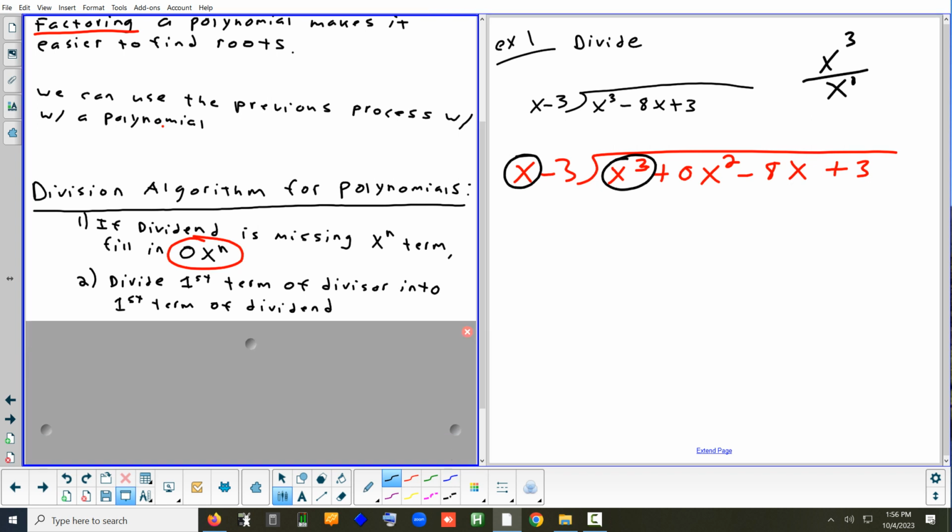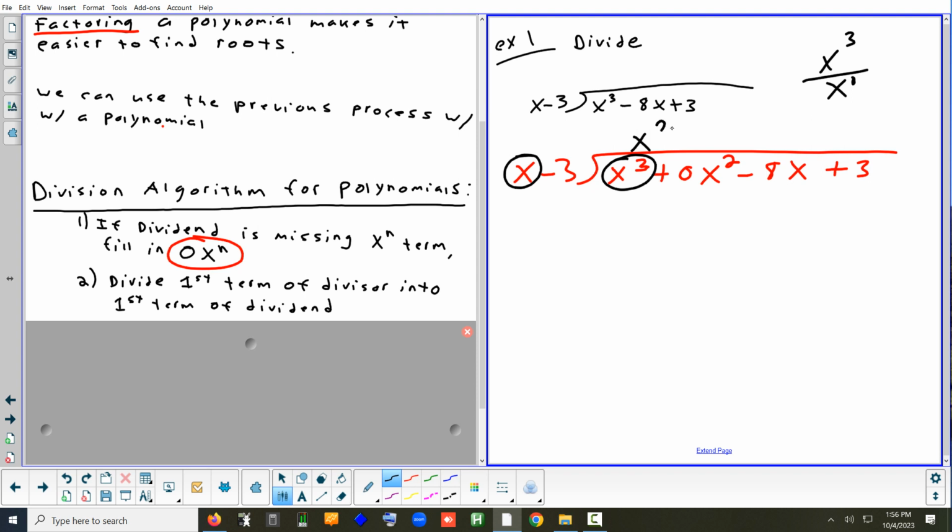So you're going to put that above the line somewhere. It doesn't matter where you put it. Okay, so x squared. All right, so that's our first step. Any question on the first step?